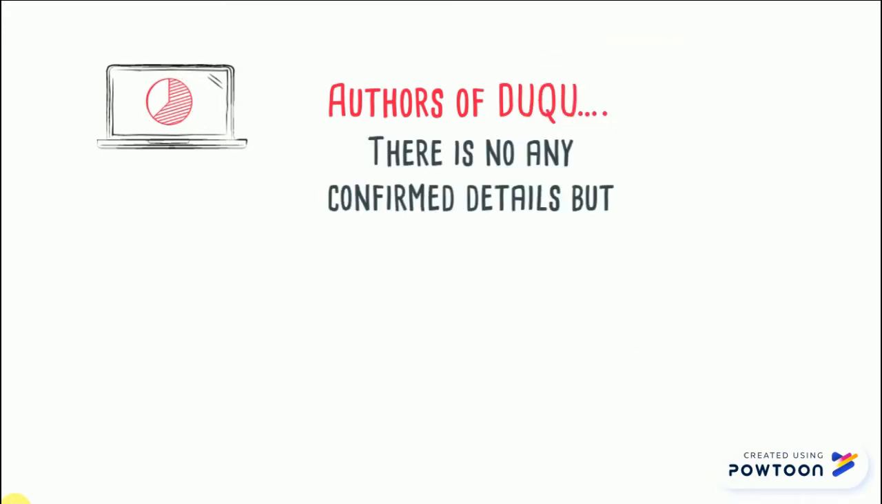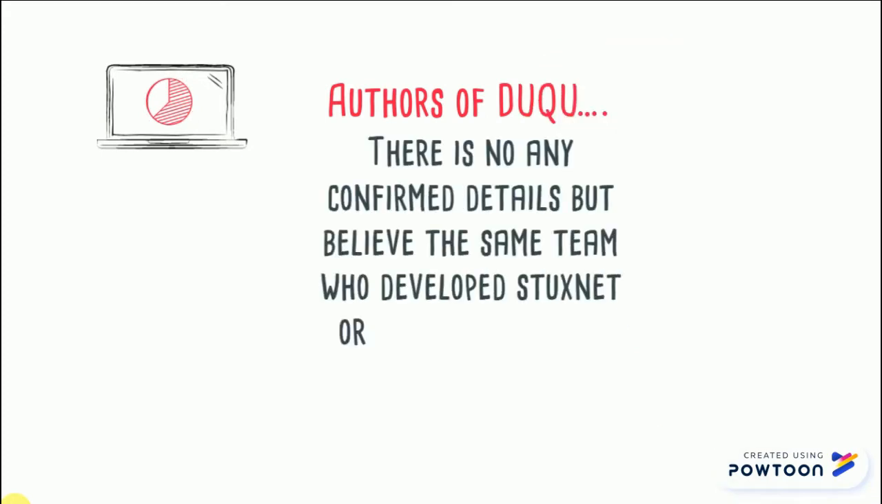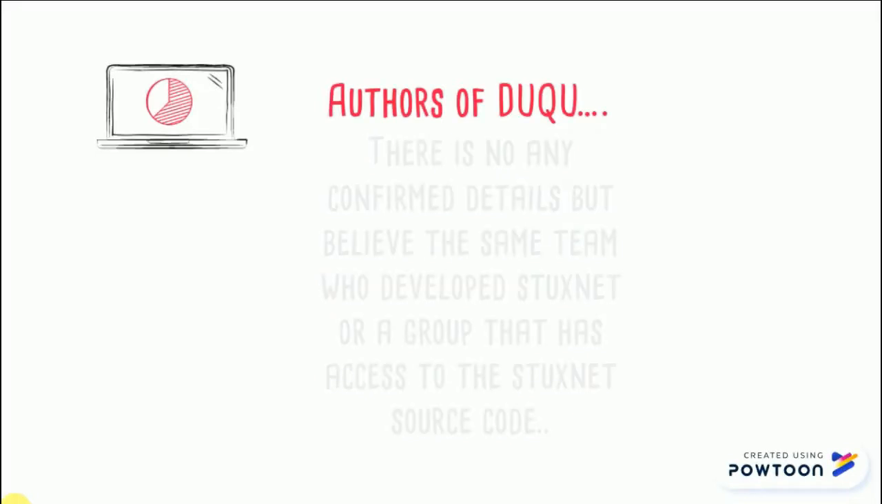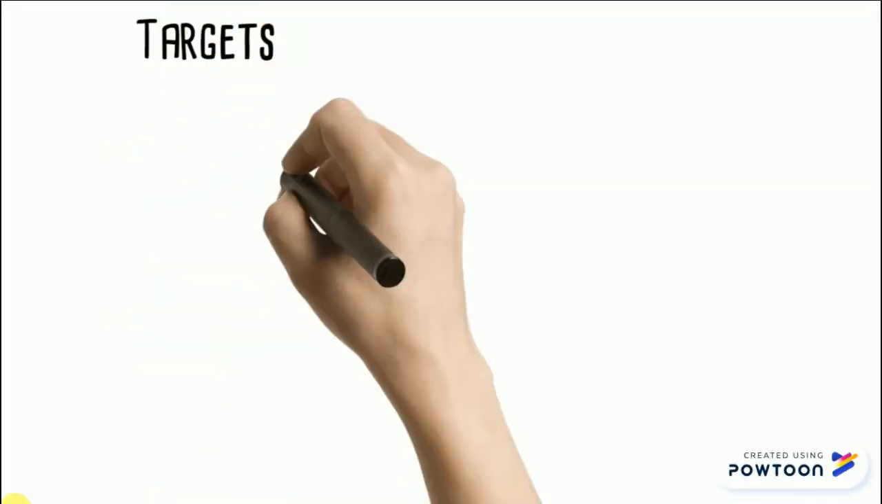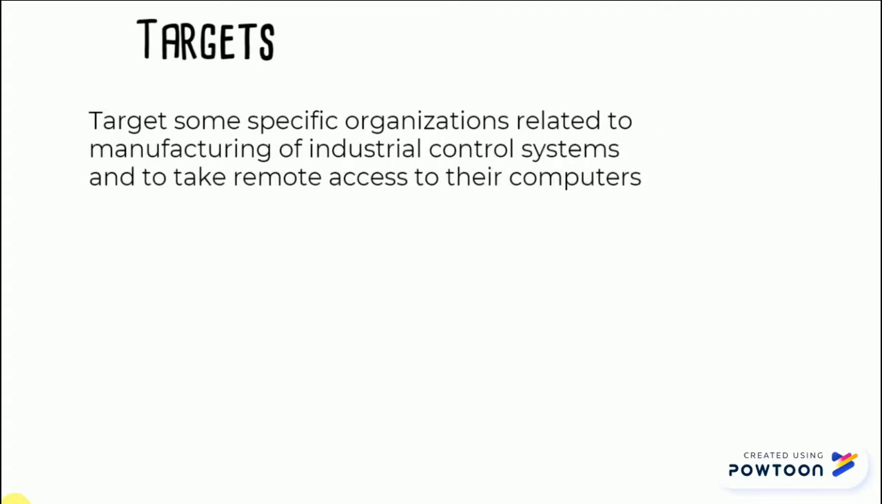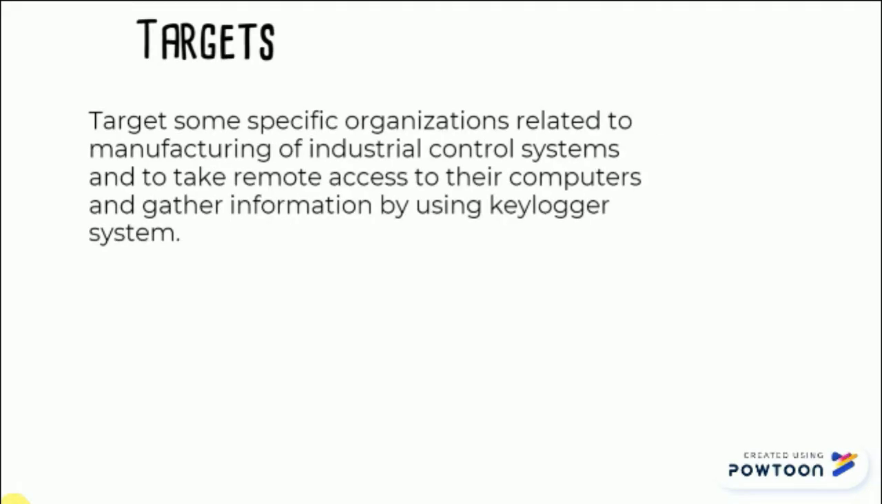There are no confirmed details about the malware writers, but it is believed the same team who developed Stuxnet, or a group that has access to the Stuxnet source code, should be responsible for that. Basically, the malware targets some specific organizations related to the manufacturing of industrial control systems, to take remote access to their computers and gather information by information stealer components.